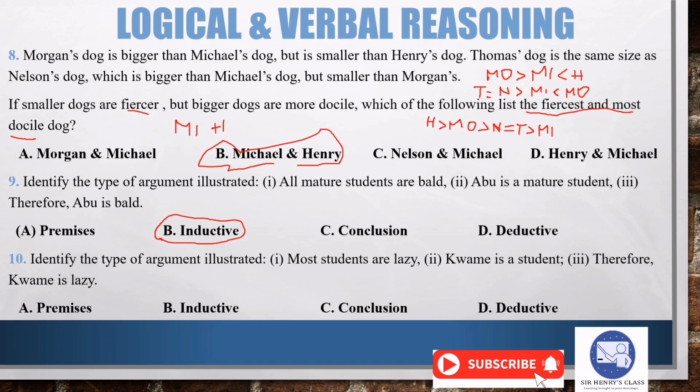So clearly our answer is D, deductive. Deductive is where conclusions are drawn from general to specific. So the opposite of deductive is inductive. Inductive is when conclusions are drawn from specific to general. Deductive is when conclusions are drawn from general to specific. So these are a few logical and verbal reasoning questions for students.